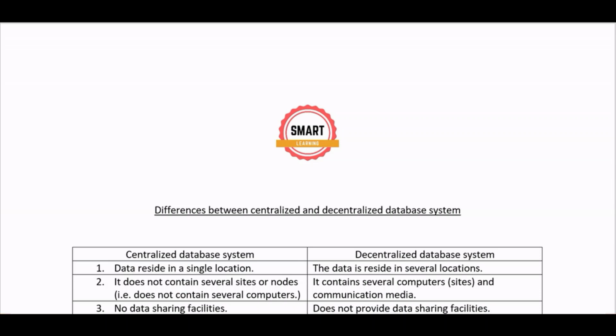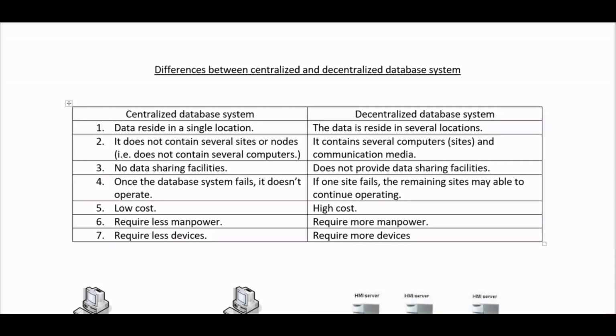Today we are going to learn about centralized database system and decentralized database system. Here are some important points. Let's see one by one.